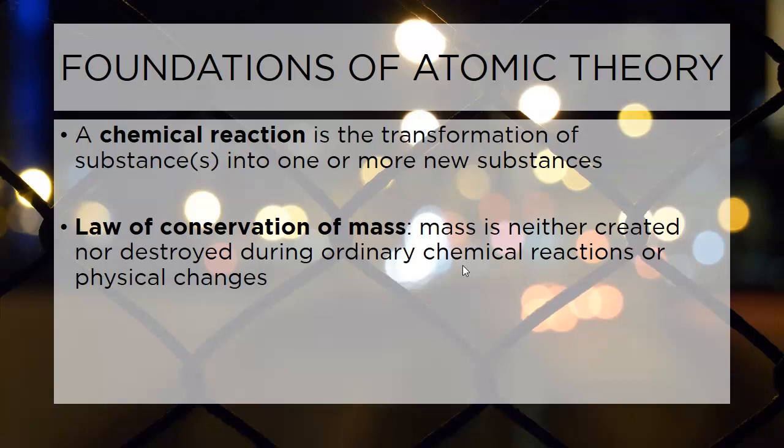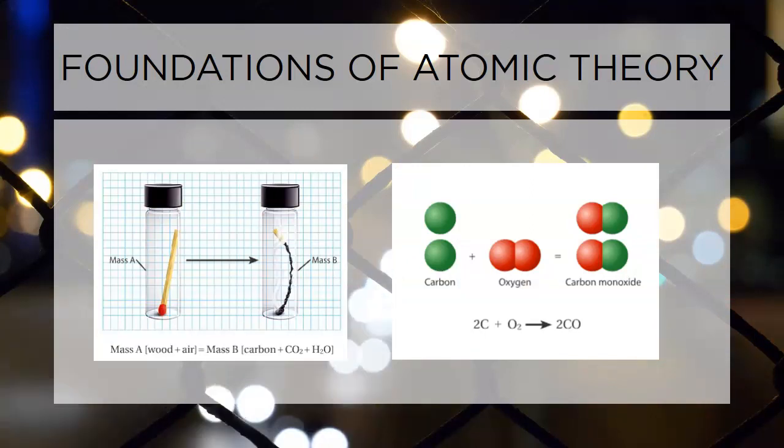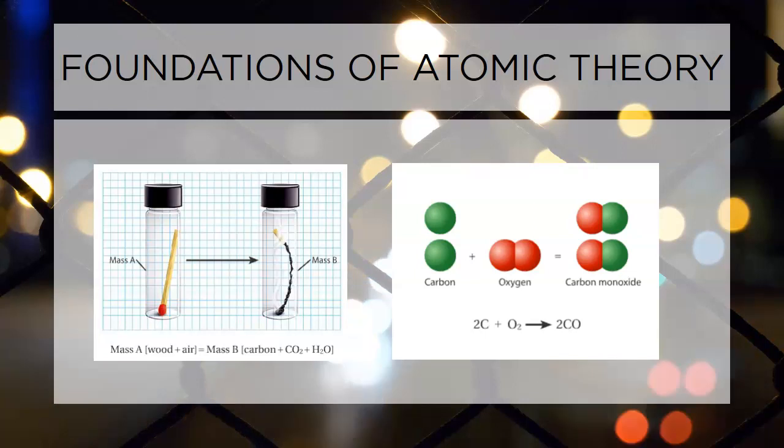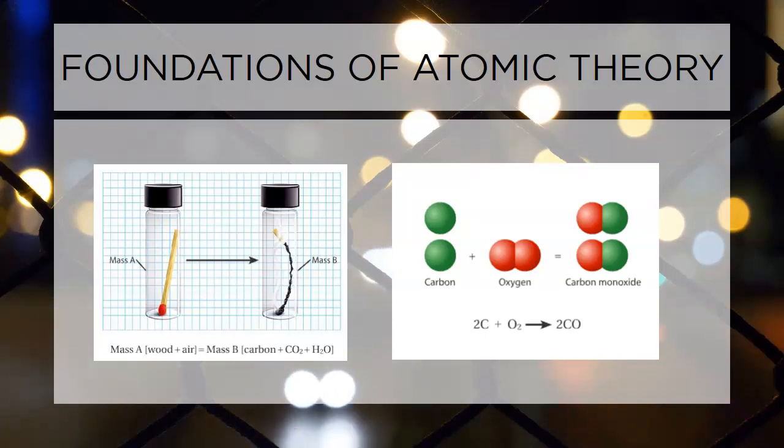So if we look at some examples of a chemical reaction, remember, you see a color change, you might see a formation of a new gas, whether it looks like smoke or bubbles. You might see the formation of a new solid when we mix two chemicals together and we saw a precipitate form. Those are all examples of chemical reactions.